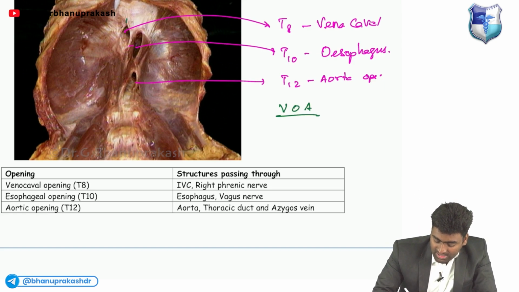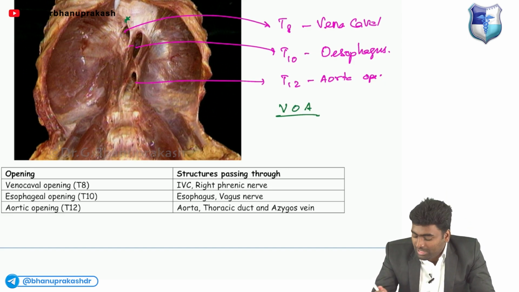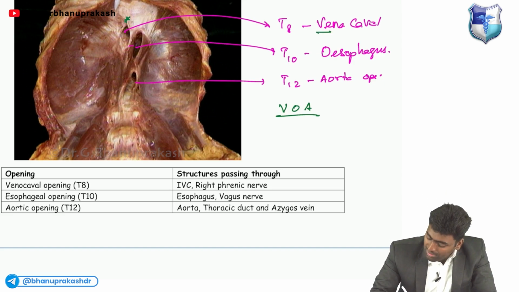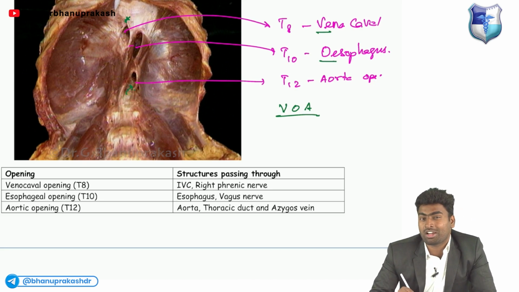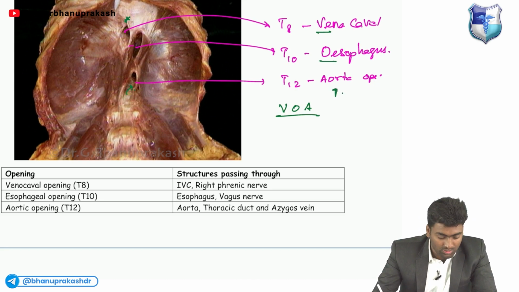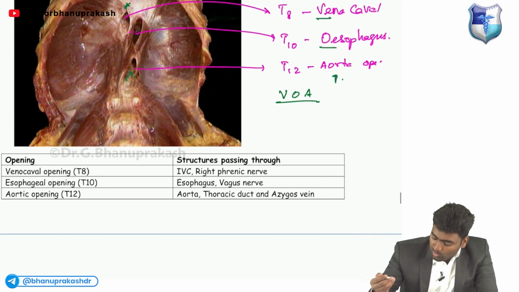If there is an opening at the level of the central tendon of the diaphragm, it is the vena cava, followed by the muscular opening for the esophagus, and finally the aorta, which is adjacent to the vertebra, so it is the aortic opening.